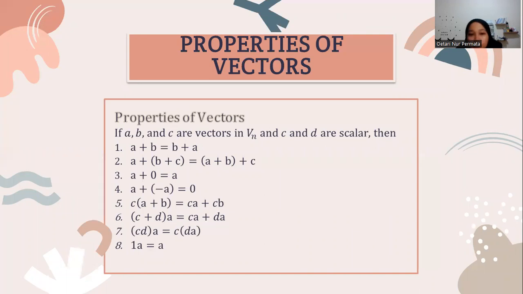Properties of vectors. Di sini ada properti vektornya. Jika a, b, dan c adalah vektor dalam Vn dan c dan d adalah skalar, maka yang pertama yakni a tambah b sama dengan b tambah a, a tambah b tambah c sama dengan a tambah b tambah c, a tambah 0 sama dengan a, a tambah min a sama dengan 0, c kali a tambah b sama dengan ca tambah cb, c tambah d kali a sama dengan ca tambah da, cd dikali a sama dengan c dikali da, dan 1a sama dengan a.